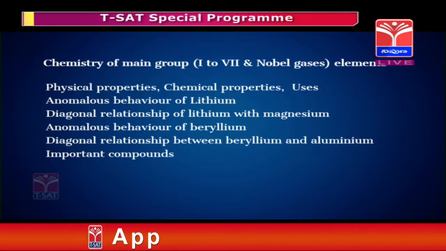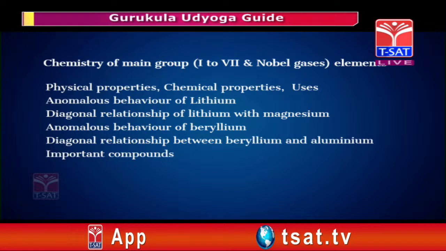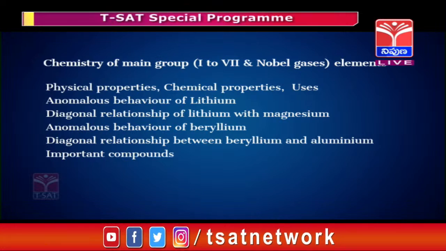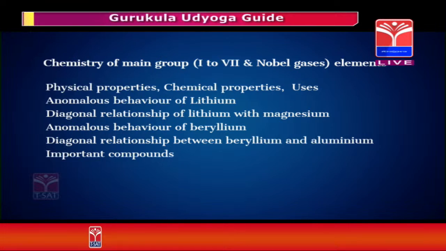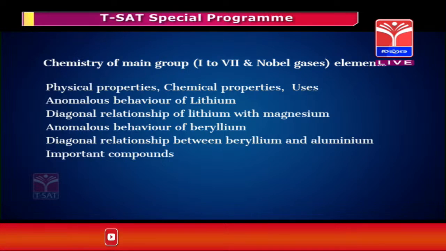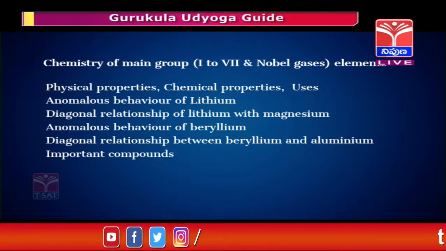Then chemistry of main group 1 to 7 and noble gases elements. But this nomenclature is now replaced, not 1 to 7 actually, but 1, 2 and 13 to 17. Now the groups are named like that in the new periodic table. Under that, only one line is given in your syllabus, but it is a vast syllabus actually. For every group you have to learn about the physical properties, chemical properties, uses.